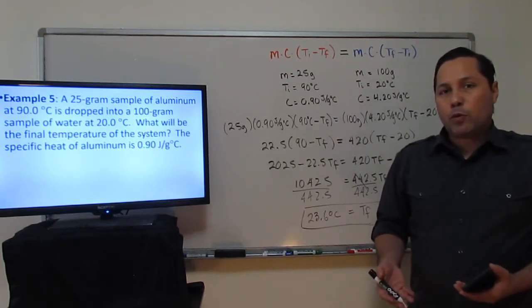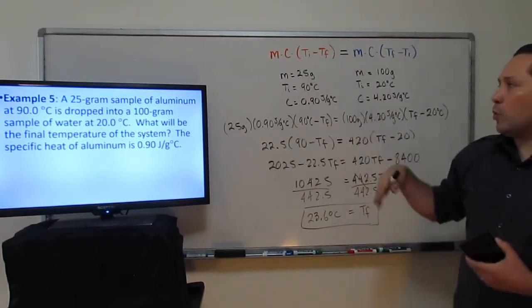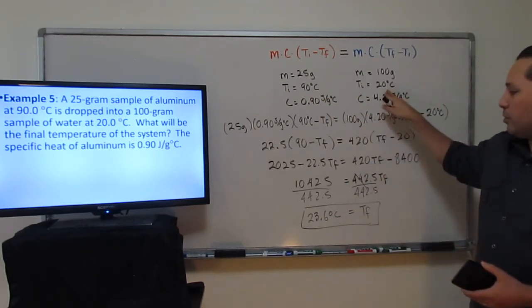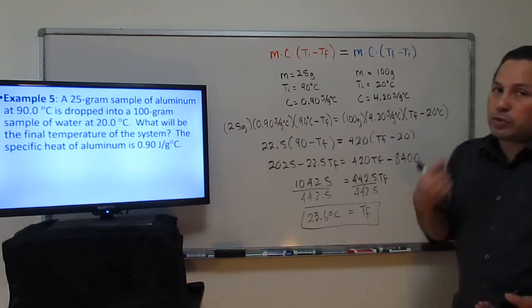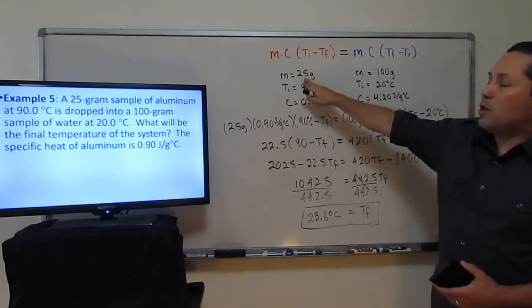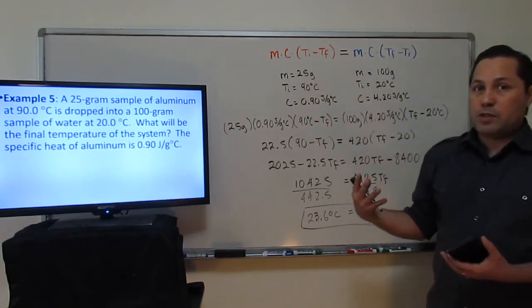A couple of follow-up questions. Why is it that the metal dropped so much from 90 all the way down to 23, but the water only went up 3.6 degrees from 20 to 23? Why is there such a difference? So there's two reasons for that. Number one is the mass. The mass of metal is only 25 when compared to the water, which is 4 times as much water.